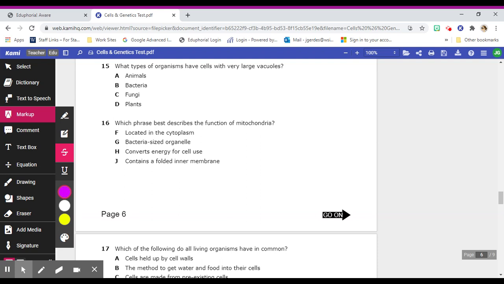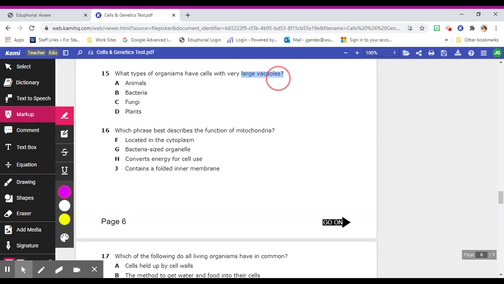So 14 should be, what types of organisms have cells with very large vacuoles? Okay, so what types of organisms have large vacuoles? So I'm going to highlight large vacuoles. And remember, animals, we have small vacuoles. Bacteria, we didn't really cover that they have a vacuole. Remember, they're prokaryotic. They do not have all the organelles that plant and animal cells have. So it should be D.